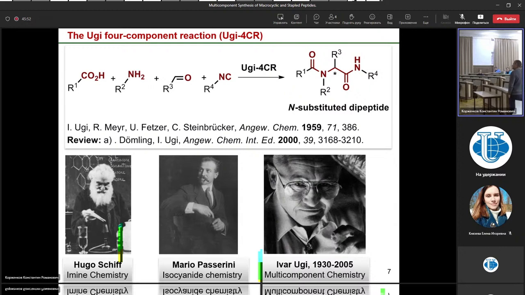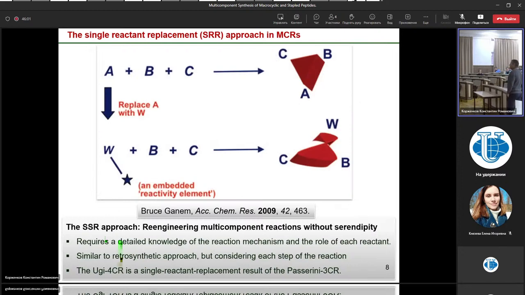Take a look at this structure, because I'm going to exploit the pharmacological properties of this peptidic structure very much during my talk. There is one special concept that for heterocycle chemistry is key, in my opinion, and it's the concept of single reactant replacement. It was defined, although everybody had been using it for one century, by Bruce Ganem in his Accounts of Chemical Research describing the chemistry of his group.